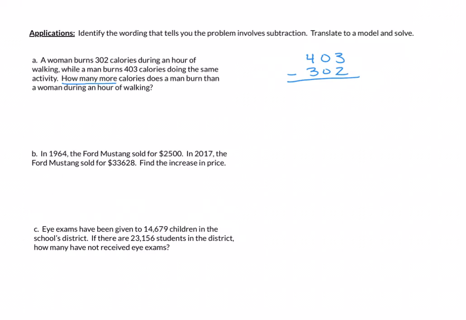So we can go ahead and subtract now. Starting on the right, we get 3 minus 2 is 1. 0 minus 0 is 0. And 4 minus 3 is 1. We also want to include correct units. So what are we looking at here? We are looking at calories. So this is going to be 101 calories.